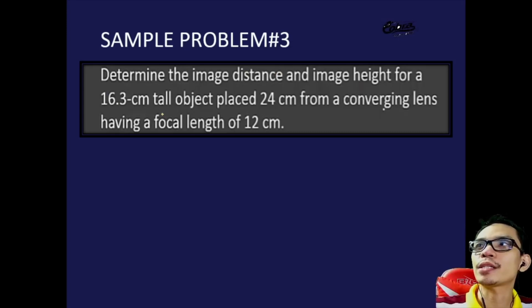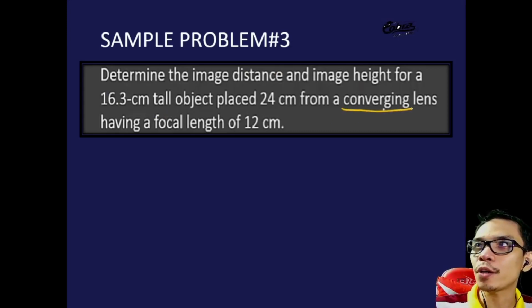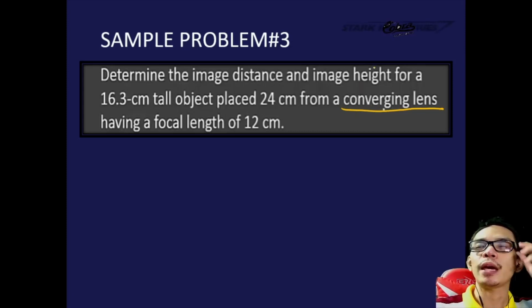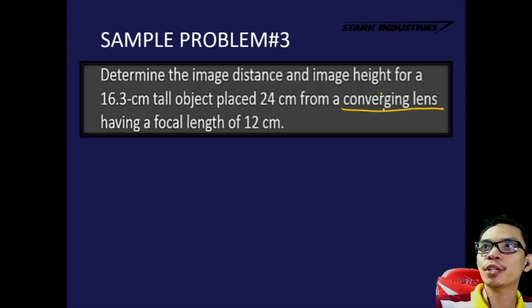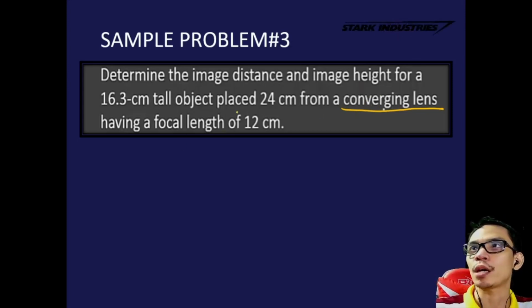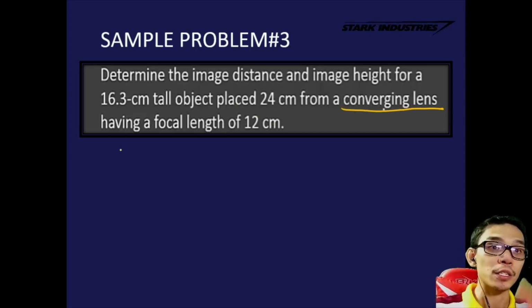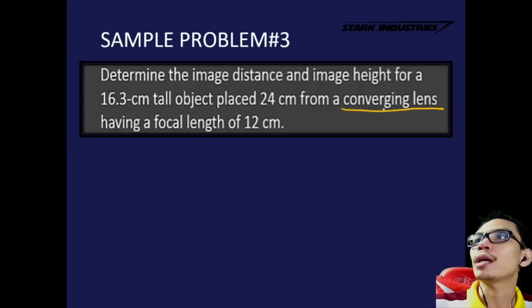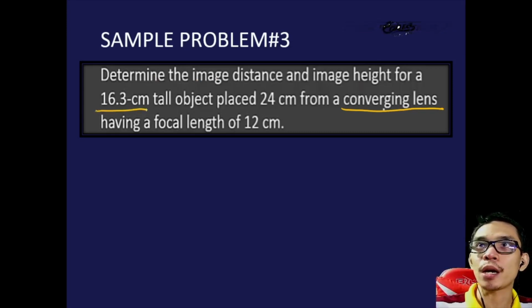So let's take a look. The lens that was used is a converging lens, and there's no such thing as virtual or real image stated here. So let's now write the data. We have here the height of the object, so that is 16.3 centimeters.